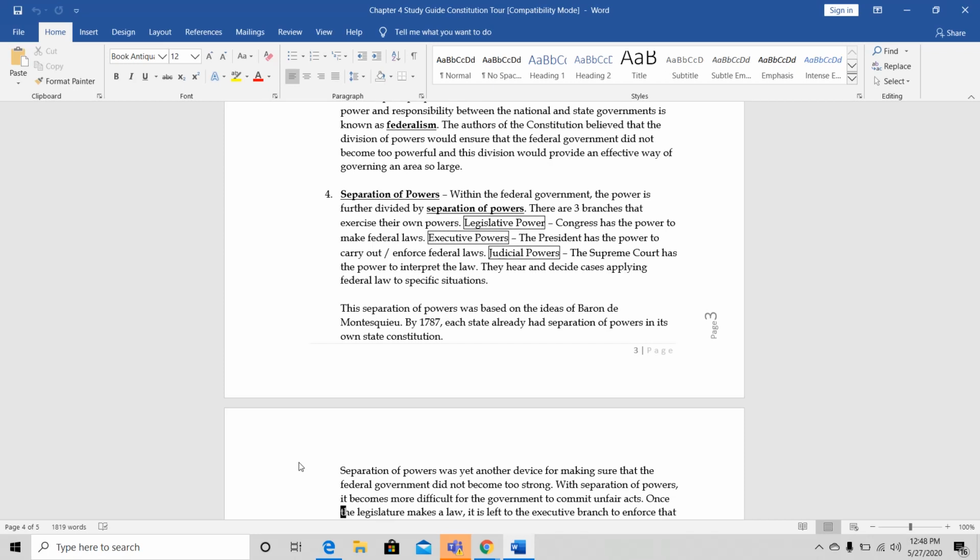Okay, so with separation of powers, we've got three branches that are mentioned in Articles 1, 2, and 3. We have the legislative, executive, and judicial branches. Each one of them has their own powers. This is based on Baron de Montesquieu, which we have looked at before. This is just making sure that your federal government doesn't become too strong. They balance each other out, and they can only go so far. Really, it's just to protect the people from one branch of government thinking that it can do more than another branch.